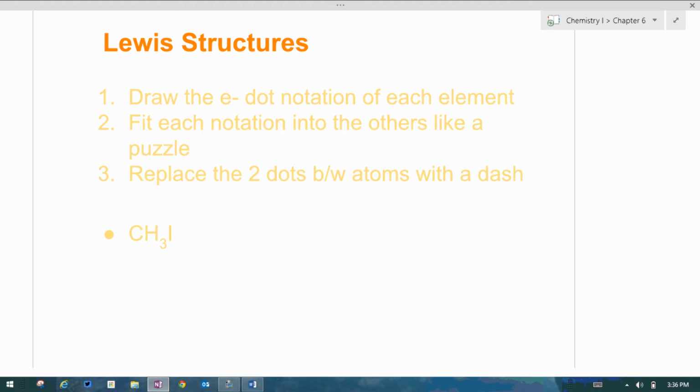You don't have these yet. We didn't get a chance to fill these out on Tuesday. So the Lewis structure, kind of same way we did the electron dot notation, I'm going to go over the steps with you, and then we'll do some examples with it.